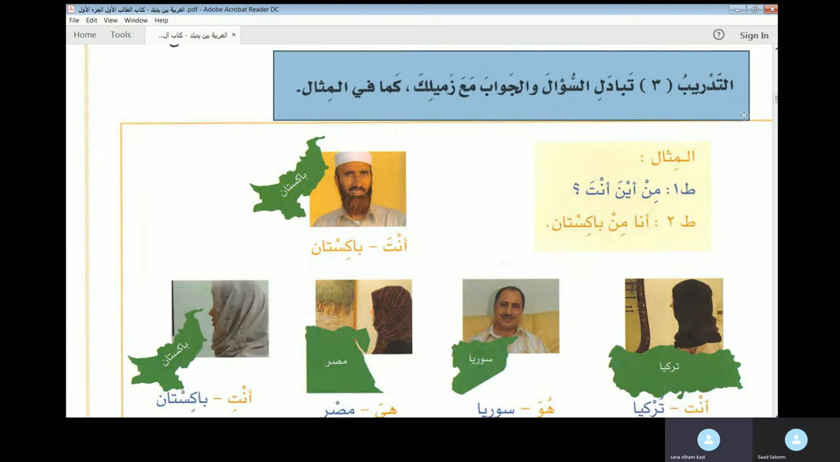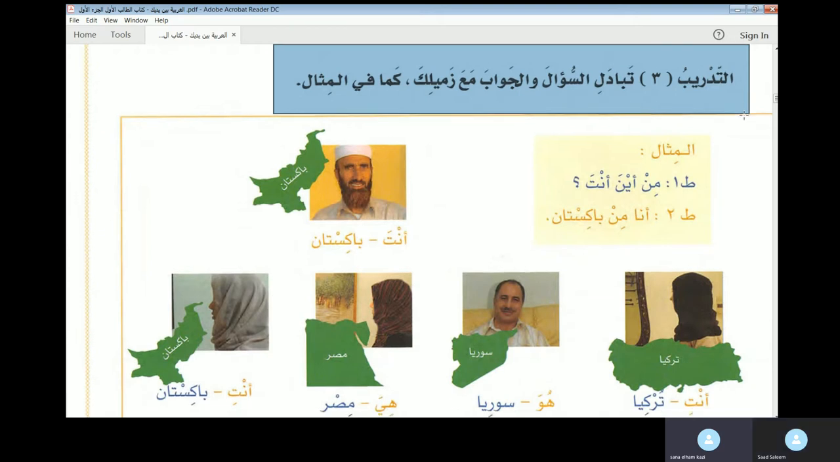Third exercise. Tabadil is to exchange the questions with answers with your classmate, as in the example.